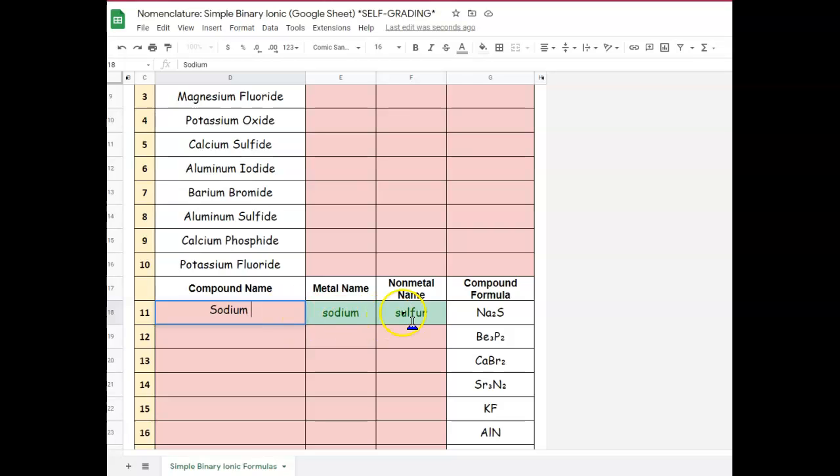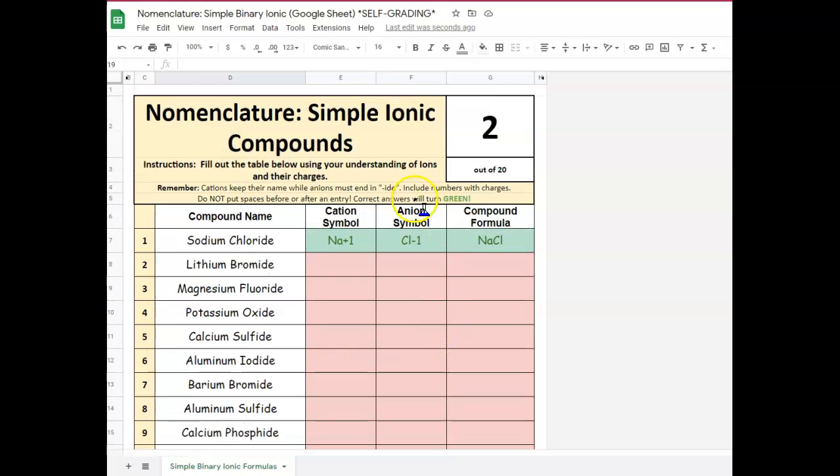I know sulfur is our non-metal name, but the second name always changes, and it always has the suffix of -ide. So it would be sodium sulfide as the name of this. Again, it will turn all green in order for it to be correct. If you have any questions, please make sure you reach out. But when you're finished, you should have a total of 20 points here.